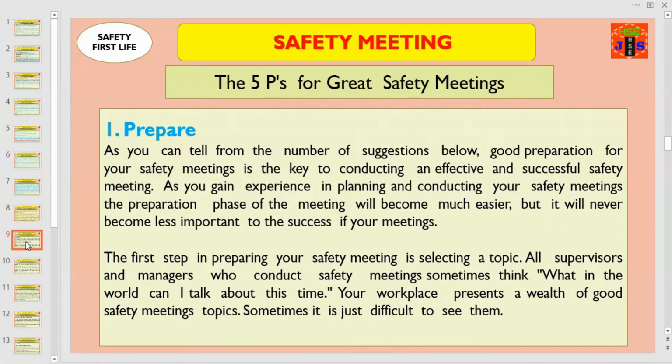As you know, we have discussed the safety meeting, the importance, the requirement, how to make a safety meeting effective, and what the benefits of a safety meeting are. All in part 1. And as I promised in the last training session, I will share the concept of 5P's to conduct a great safety meeting. What are 5P's? Let's get started.